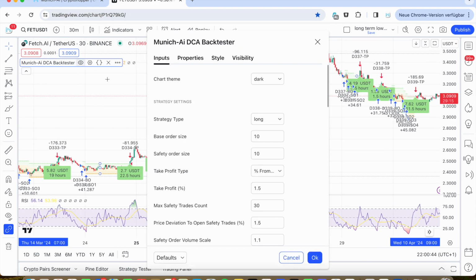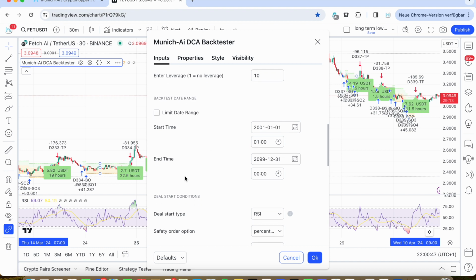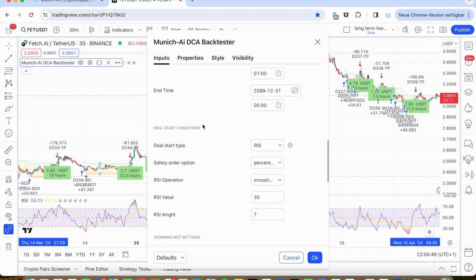But in addition, if you haven't seen this function, in the deal start conditions of the backtester you have the deal start type RSI, but then the safety order option. There's an option you might not have used. You can set it to percentage type and percentage RSI. This is the standard setting if you use percentage type.